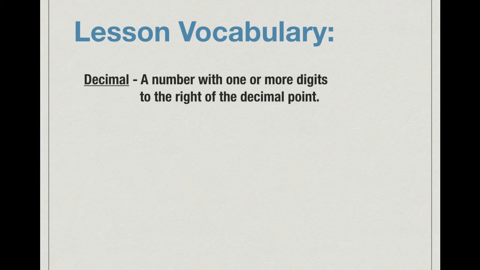The vocabulary in this lesson is decimal. This is a vocabulary word we have seen in previous lessons. It's a number with one or more digits to the right of the decimal point. For example, 8 and 37 hundredths or 5 hundredths. They are both decimals.